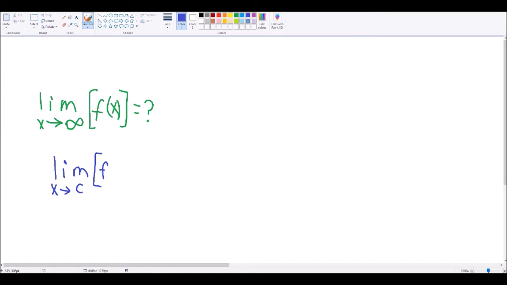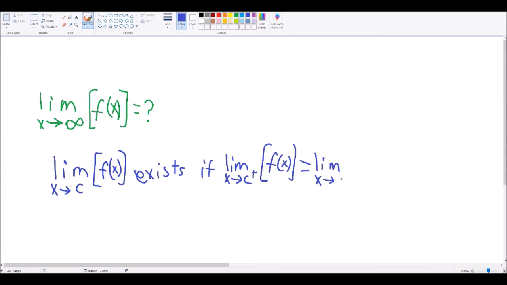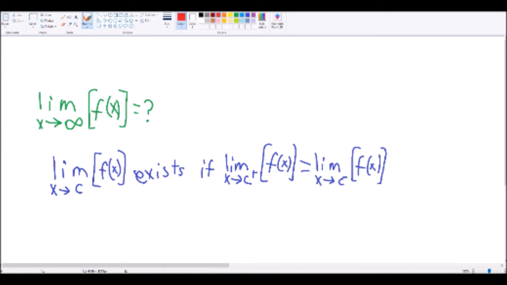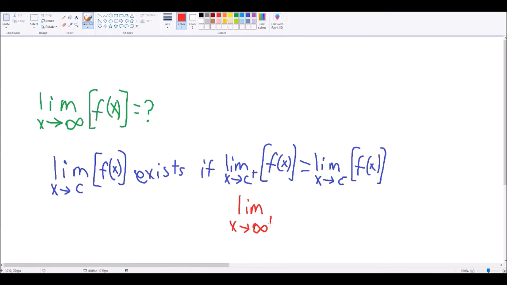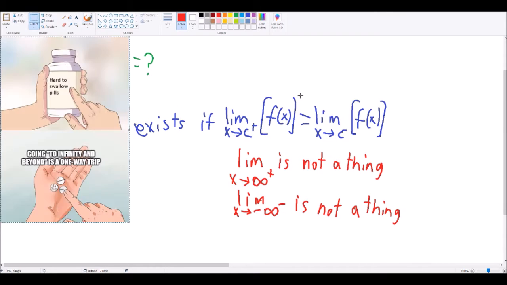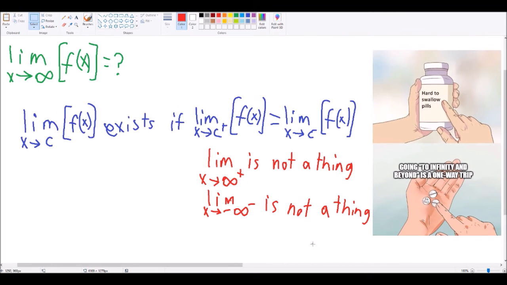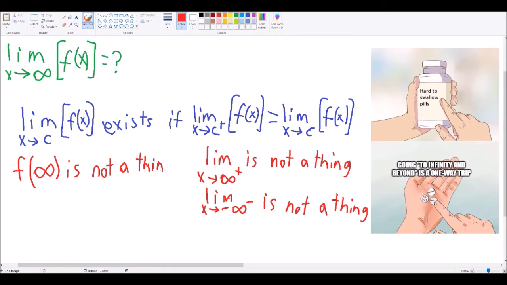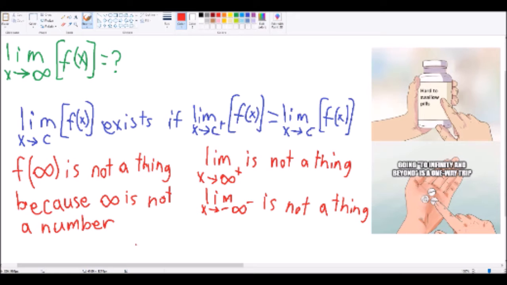The big challenge with the limit approaching infinity is that whereas you could tell if a limit existed by checking the approach from above and approach from below and making sure they equaled each other, you can't really do that if you're approaching positive or negative infinity. Sure, you can go to infinity and beyond, but you can't come back from that. And we don't have function values because infinity is technically not a number, so we can't do anything with continuity.